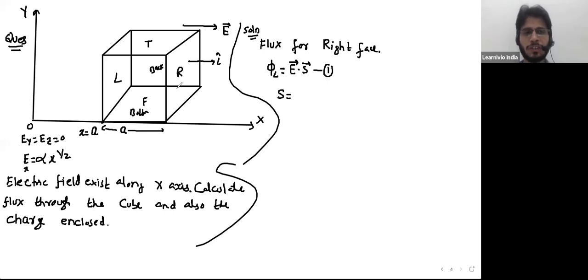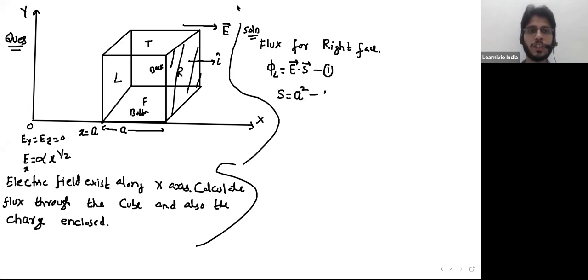What is the area of this face? Each side of the cube is A. What is the area of this particular face? Side into side. That's A square. That's equation number 2.